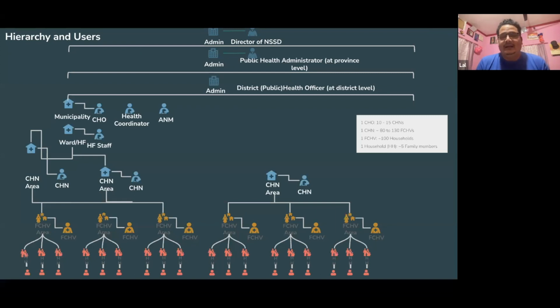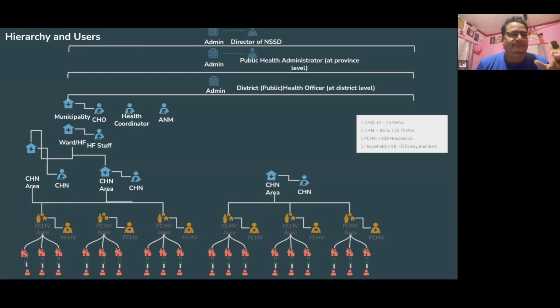At the ward level, ward means the administrative unit of a government, there are community health nurses. Community health nurses deliver the service at household level by using these CST tools, which is known here as the CHS app, community health information system app.